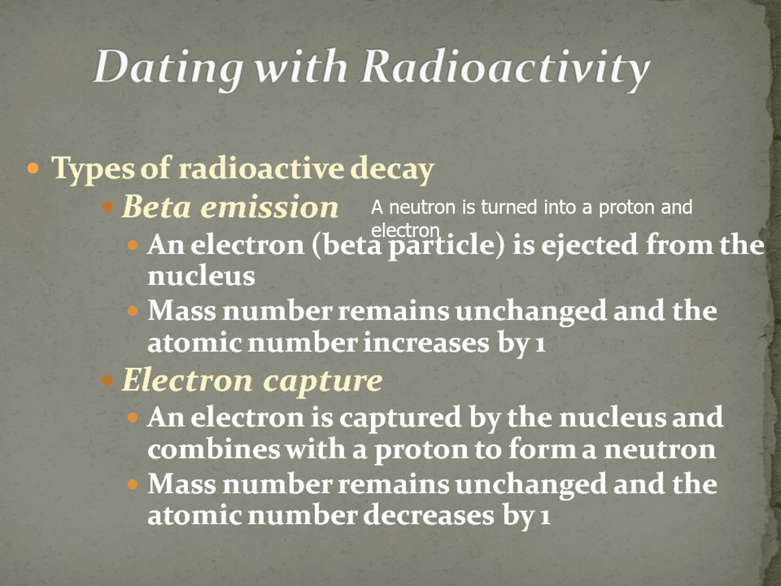And then there's electron capture and decay. What happens here is that an electron can be captured by the nucleus and then combined with a proton to form a neutron. So it's kind of like that beta emission in reverse. The atomic number is going to decrease by 1, so yet again you have a completely different element than you started off with. But in this case, the mass, atomic mass or atomic weight will remain unchanged.